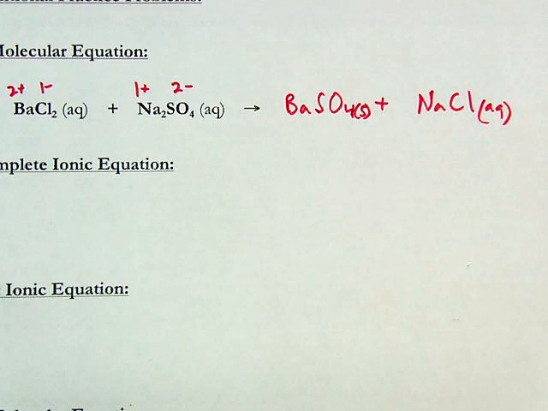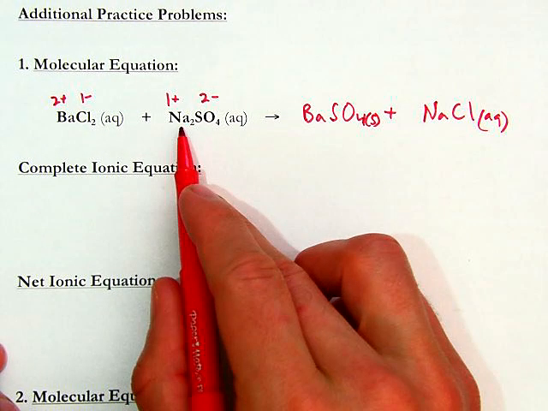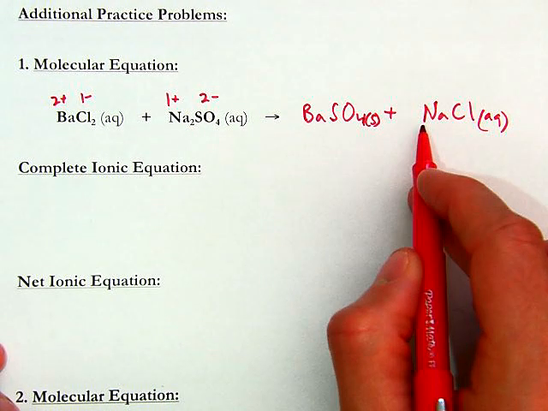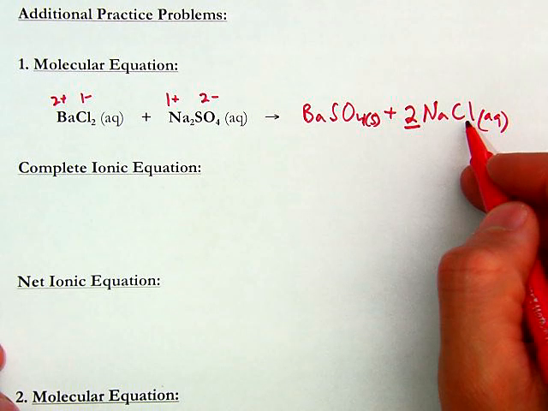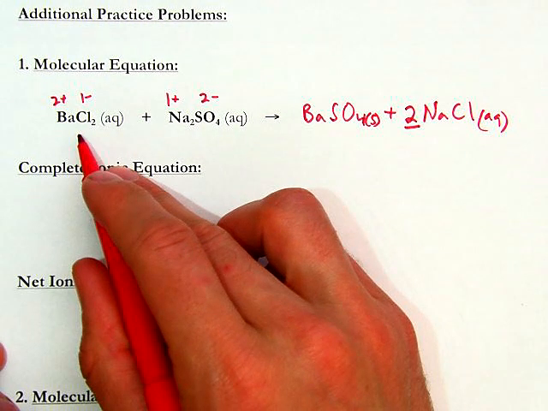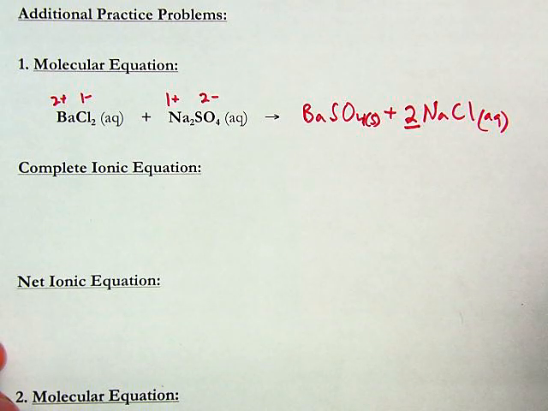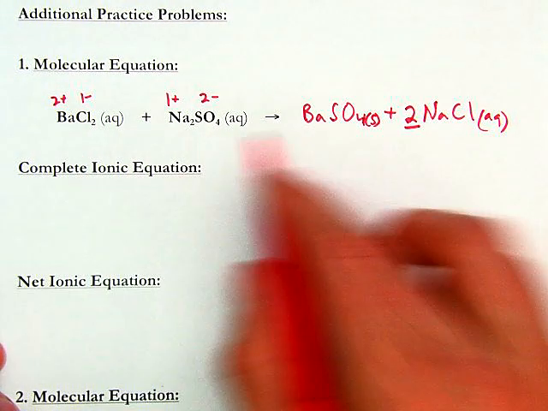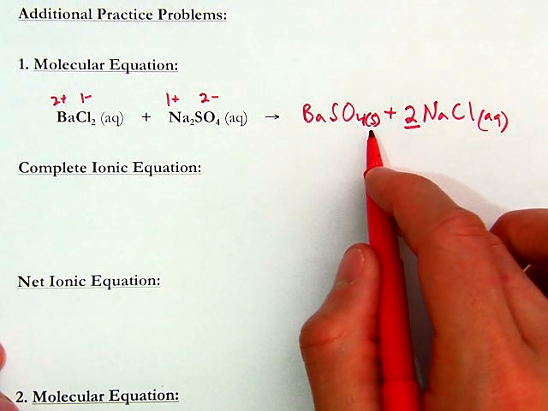So now we predicted our products, and we made sure they're neutral, and we found our solid. We need to balance the equation, okay? This has two Na's, and we only have one over here, so I'm going to put a coefficient of 2. And doing that actually gives me 2 chlorines, which is good because I have 2 chlorines over here. And then 1 Ba and 1 SO4, those are balanced, right? So now it's balanced. So we have a complete molecular equation. It's balanced. We know our solid is the barium sulfate.